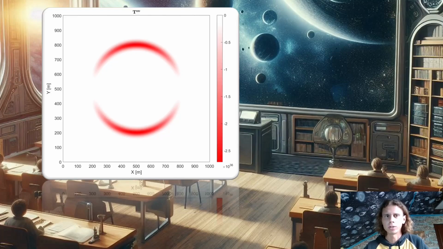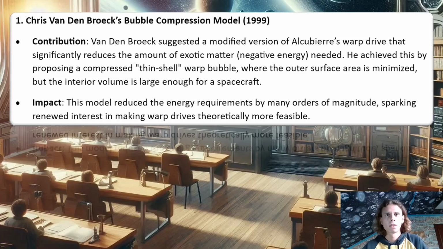We know that the universe expands, but we cannot find exotic matter that easily, especially in quantities such as the mass of Jupiter or more. Other notable proposals were made. First, let's look at Chris Van Den Broeck's bubble compression model in 1999, and he was able to reduce the exotic matter requirements.